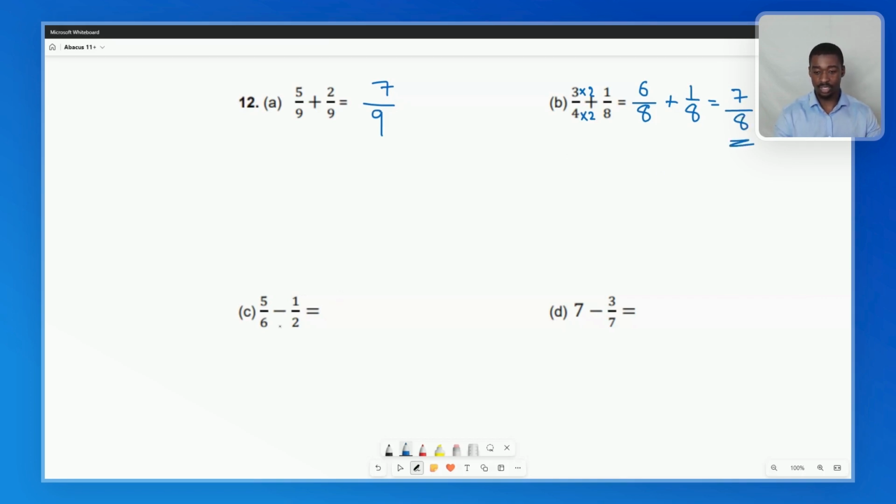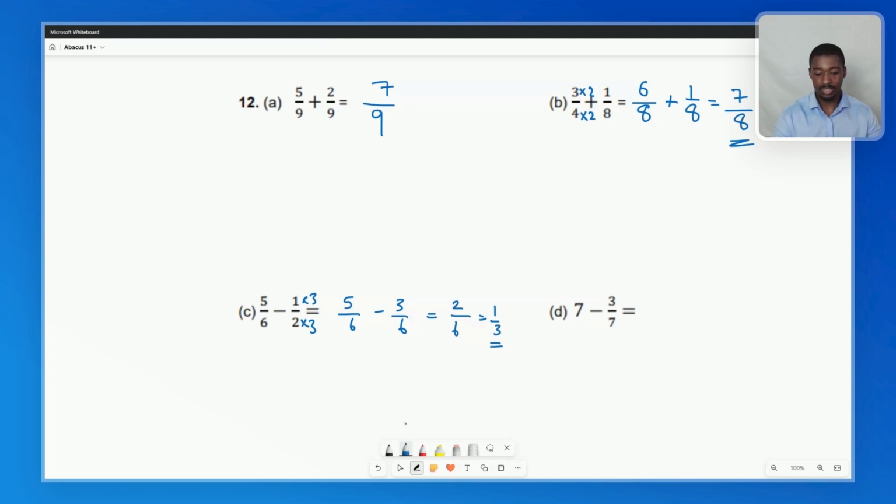Then we have 5 over 6 minus 1 over 2. Same concept. We're searching for the common denominator. Here we multiply by 3. So it's going to be 5 over 6 minus 3 over 6, giving us 2 over 6, or 1 over 3 when we simplify. And finally for D, we have 7 minus 3 over 7.